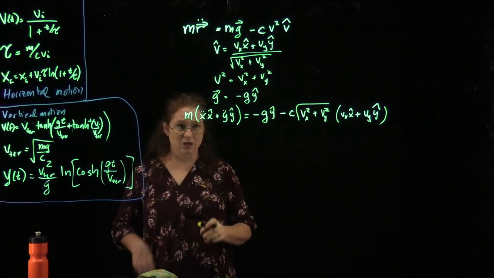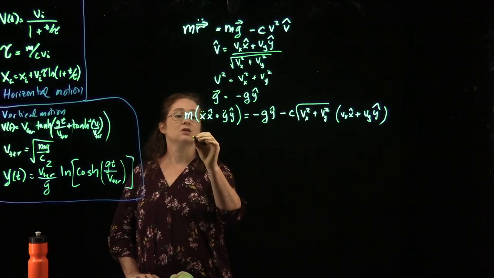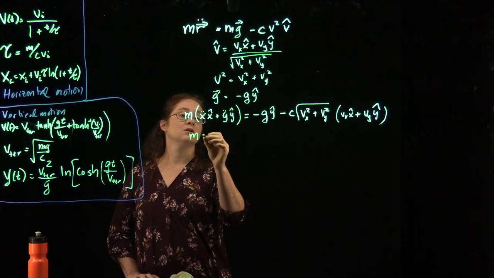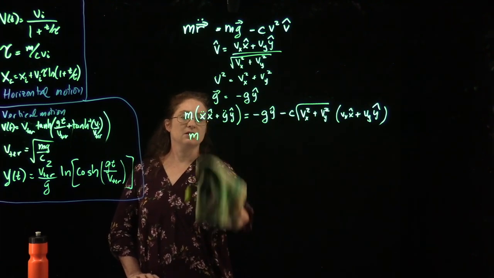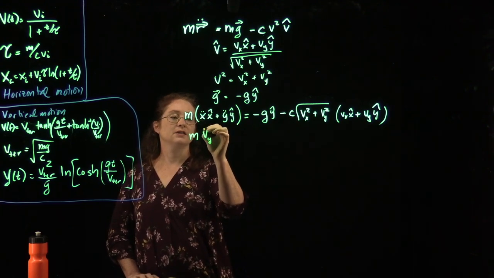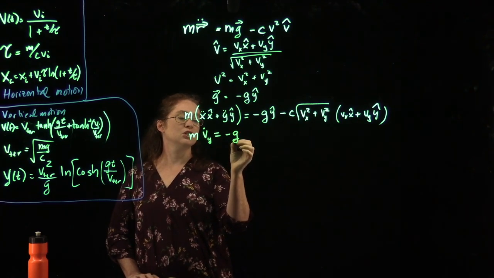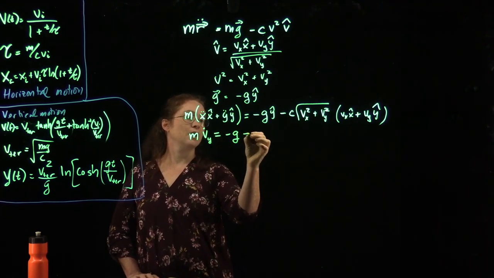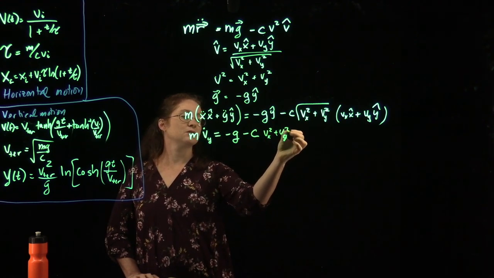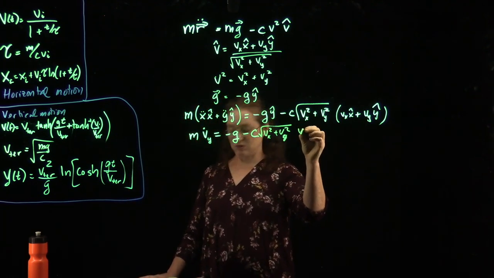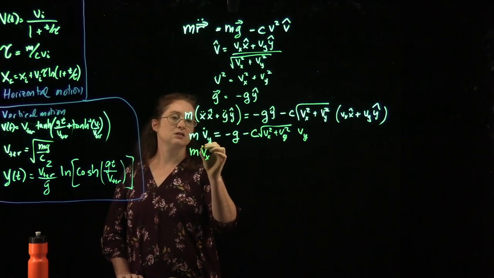We can pull out the x and y components, and we get m y double dot. I will actually replace y double dot with v y dot. So m v y dot equals negative g minus c times the square root of vx squared plus vy squared, times vy. That's all of the y components.